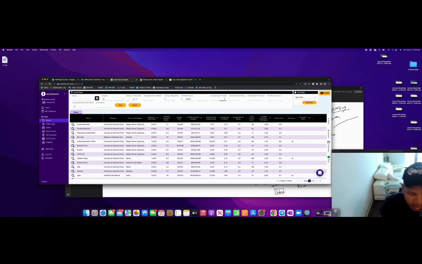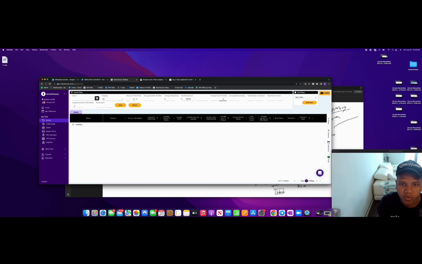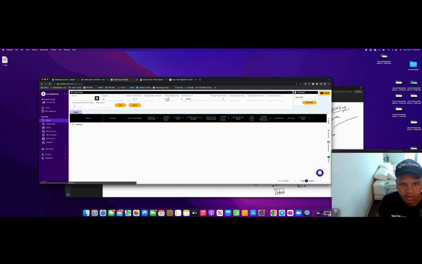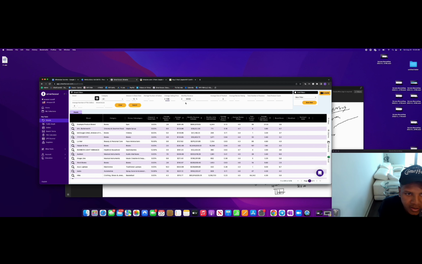But for average size of product, you can do 0.7 or 0.5. That's 0.5 cubic feet. And so also, you can do average selling price over $100. And so the average selling price of these products is over $100, but it is a small product. And you can see right here, they're doing $41,000 in revenue.